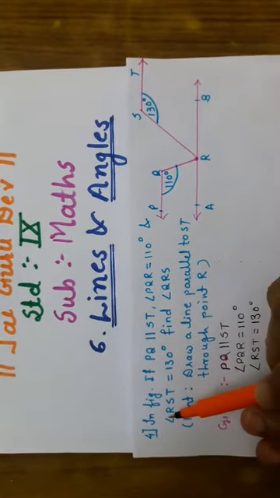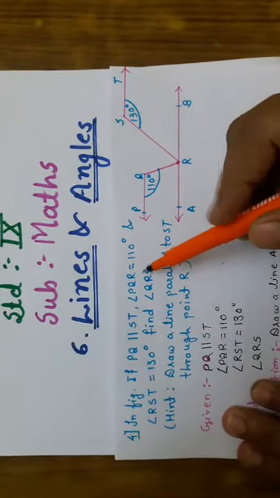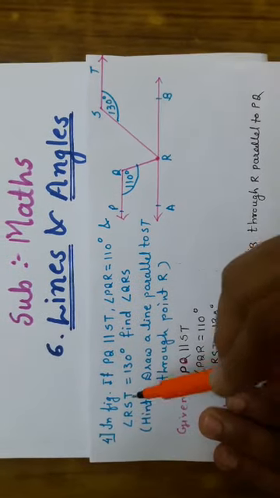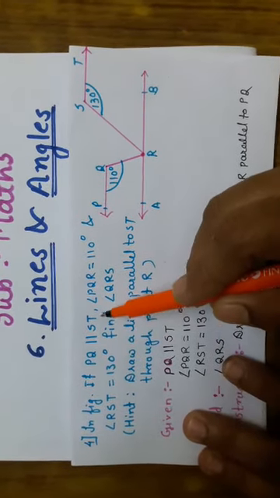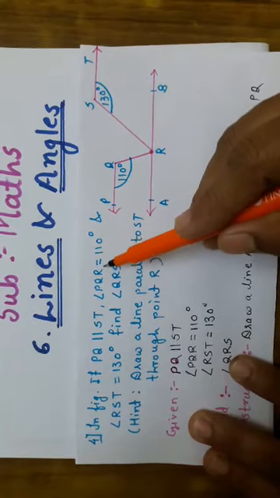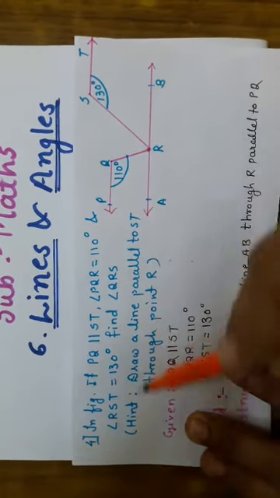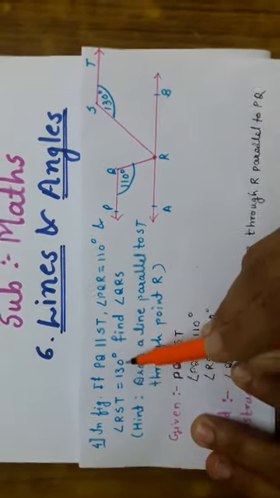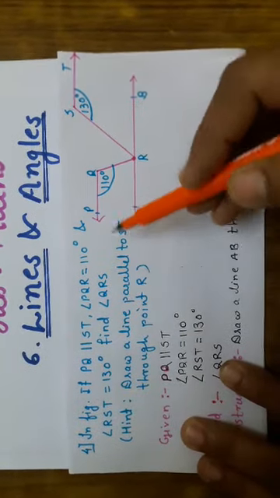Now we will see the fourth problem of exercise 6.2. In the figure, if PQ is parallel to ST, angle PQR is equal to 110 degrees, angle RST is equal to 130 degrees, find QRS.